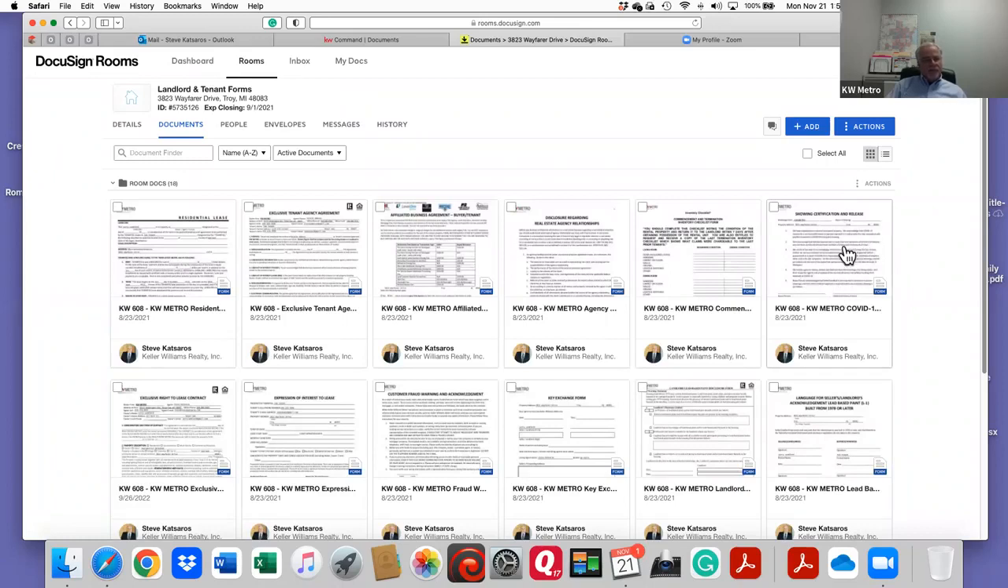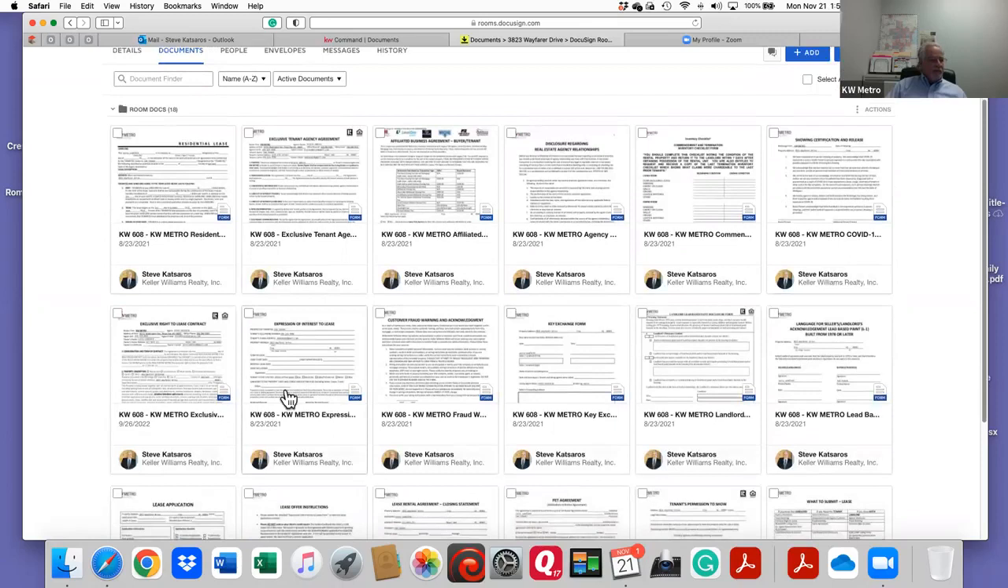Then we've got COVID stuff here. We're not going to open those up, save some time. We're not requiring any COVID documents now, but it's good conversation to have with the landlord and the tenant about the risks of COVID in the marketplace and showing properties.